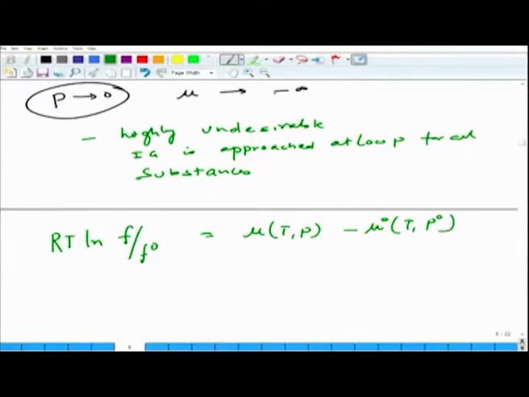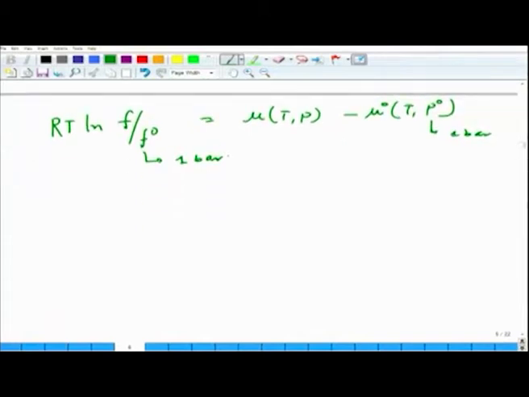This is the reference pressure. Temperature is kept the same. Usually this is taken as 1 bar. Note this is a ratio, so this can be in any arbitrary unit, but in practice people take this to be 1 bar. But fugacity is certainly not a pressure. It relates to the chemical potential, so it is not an equivalent of pressure.